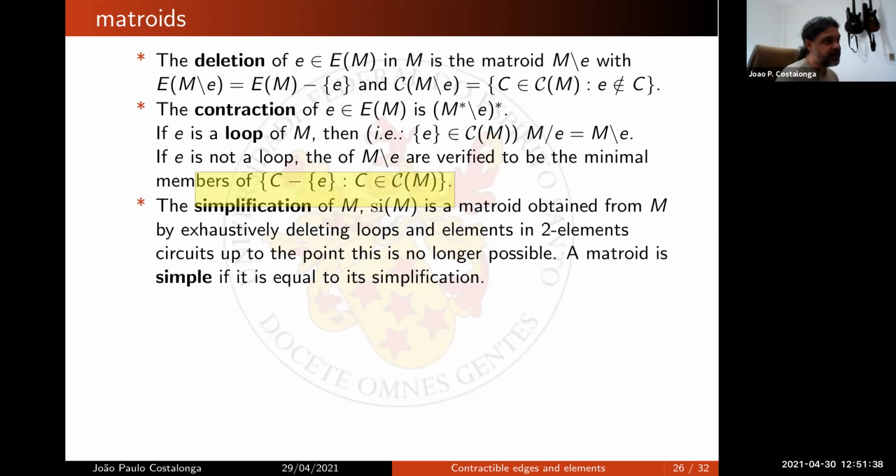And the simplification of a matroid, as the simplification of a graph: you remove the loops, which are the singleton circuits, and you delete an element of each two-element circuit exhaustively, up to the point that there are no two-element circuits left. It's the same thing as when you have parallel edges in a graph and delete one of the two. This is a two-element circuit, and you are eliminating one element of it.